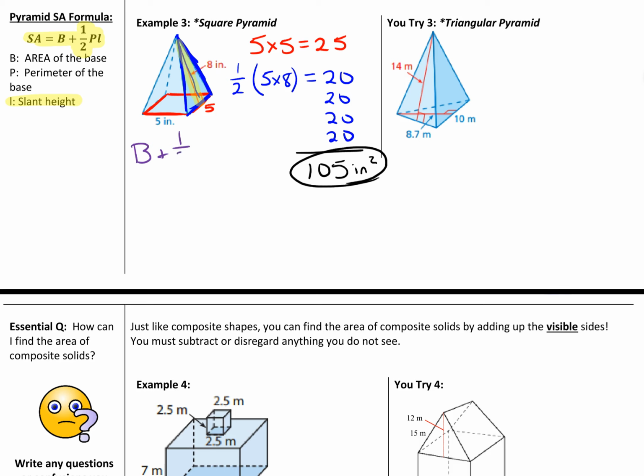B plus 1/2 PL, it's a cursive L. Capital B is your area of the base, which we already figured out 5 times 5 is 25, plus 1/2 times our perimeter is 5, 5, 5, and 5 to make 20. And your slant height is 8. So 25 plus 1/2 of 20 times 8 is 160. Half of that is 80. Gives us 105 inches squared. So again, you can use whatever method works for you.